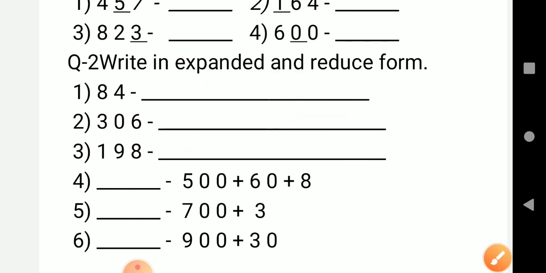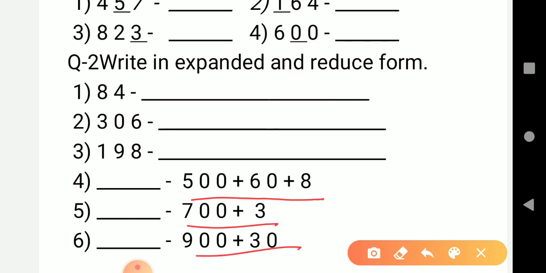Okay, now the expanded form is given. Look at the expanded form. You have to convert it into reduced form, that is, short form. Okay, first one, 500 plus 60 plus 8. So how to write the reduced form of 500? So 5, 6, 8.